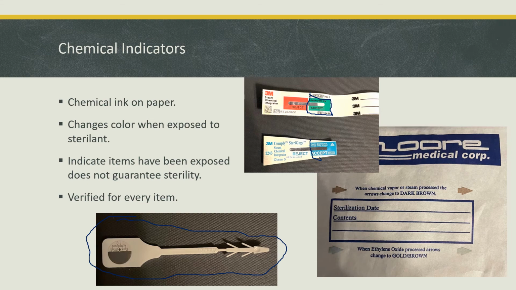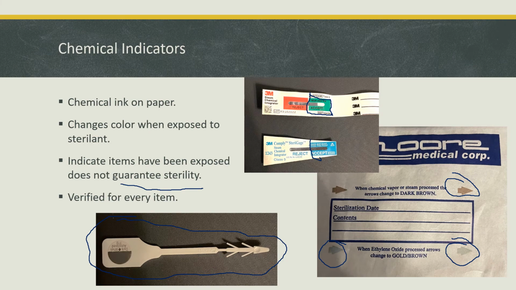Here on the bottom, this is the back of a pill pack, and you can see the arrows here are intended to change color when exposed to steam. If this pack was used with ethylene oxide, then the arrows on the bottom would have changed color. So we've got a variety of these different chemical indicators. This very basic one is chemical ink on paper. It just changes color, does not guarantee sterility, only indicates that it has been exposed.